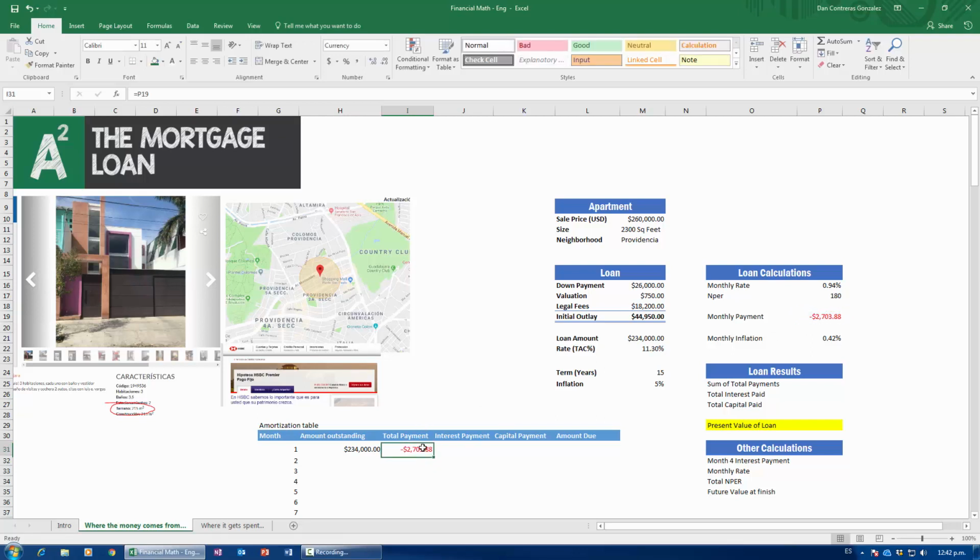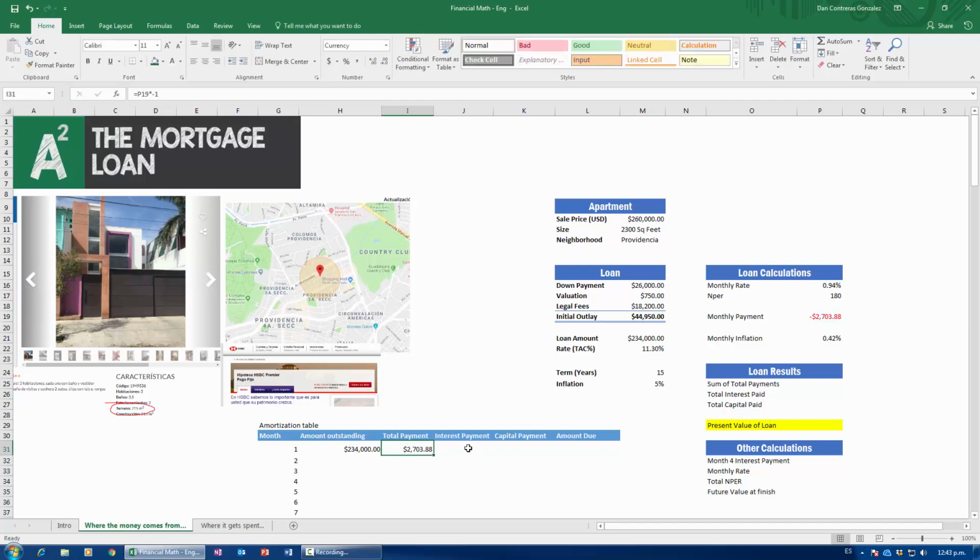Now, the problem here is that this isn't the sign that I want to use because it's just going to confuse people. So I'm going to change the sign by grabbing my Excel reference and multiplying this times minus 1. All right? So notice how the formula is cell P19 times minus 1.